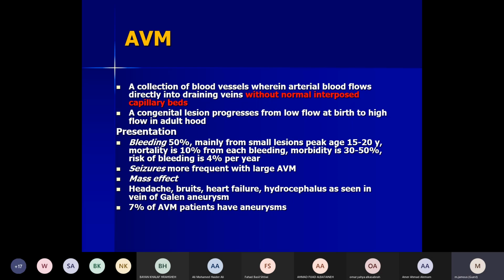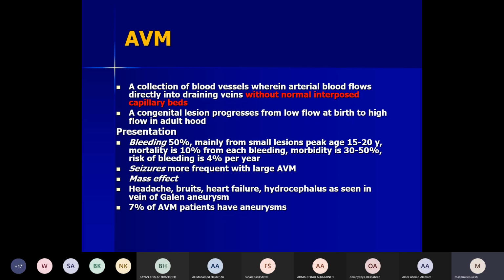So the arteries end into abnormal vessels. We call it the nidus of the AVM, and this nidus drains into the venous system, normal veins, which we call draining veins. The arteries we call feeding arteries. So the feeding artery will end into the nidus of the AVM, and this nidus will drain into the draining vein. This is a congenital lesion.